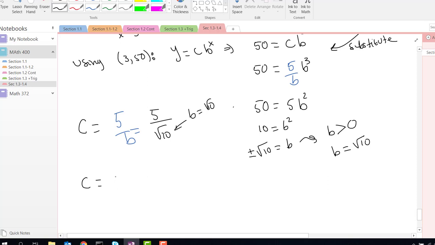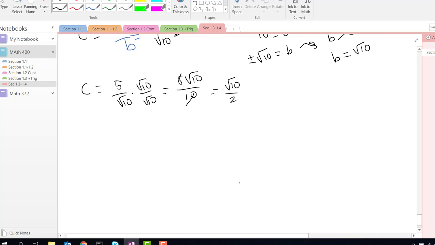So I'm going to have 5 over the square root of 10, rationalize this. So I'm going to have 5 root 10 over 10, and you can reduce that. So we cancel the 5. So it'll be the square root of 10 over 2. So that will be c. So based on our work, now we have c is equal to the square root of 10 over 2 after we rationalized, and b was equal to just the square root of 10.